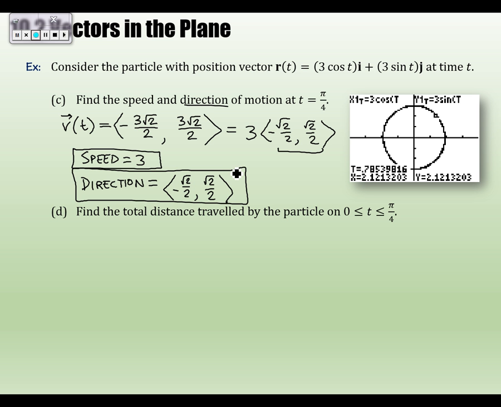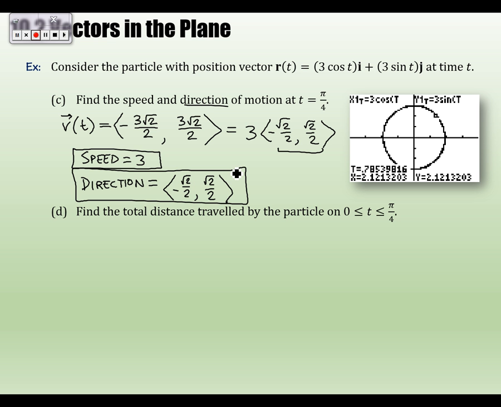And then find the total distance traveled by the particle on 0 to pi over 4. Is that okay, by the way, for C? I just got interrupted to eat pizza. And then for D, yeah. So for the direction, we didn't have to use that formula. I mean, we did actually, right? But it's really simple here. So, do you agree the speed is 3? You sure? We didn't use the formula there either.